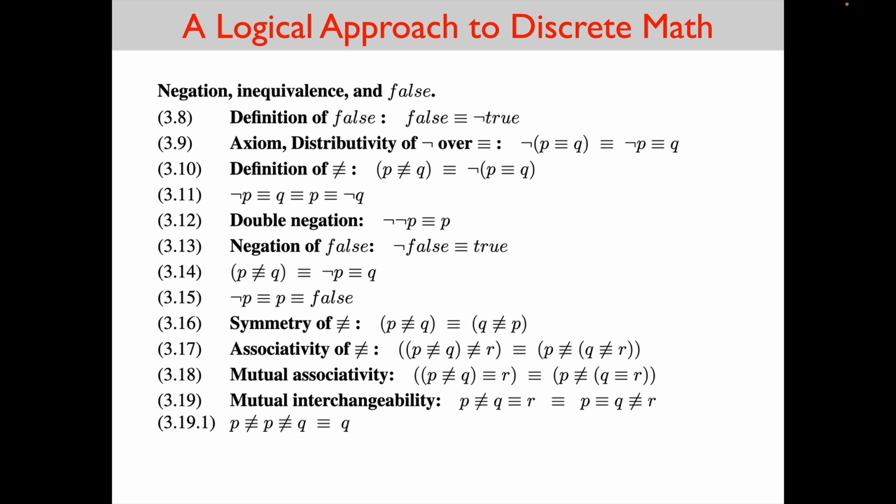Now, I think your homework assignment for next time is going to be to prove 3.12 double negation, 3.13 negation of false, 3.14 P is not equal to Q, quantity equivales not P equivales Q, and 3.19 mutual interchangeability. Okay, so good luck with that, and see you next time.